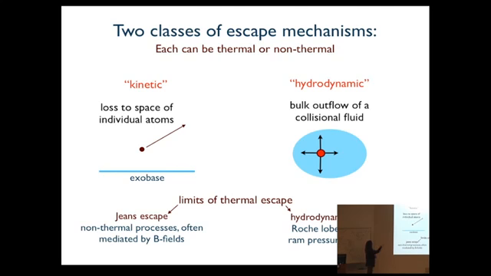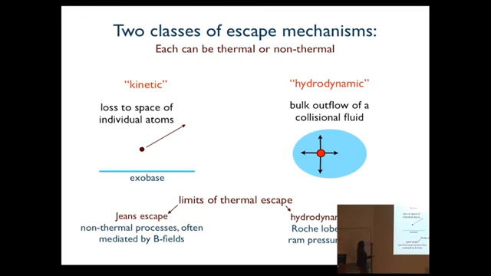And so the kinetic version of thermal escape is Jeans escape, where you have individual atoms at the high end of the Maxwellian tail of the velocity distribution escaping to space. And we call thermal hydrodynamic escape hydrodynamic escape. So this is being driven by pressure gradients in the atmosphere that's blowing a collisional outflow. And I'll talk about that a little bit more later.